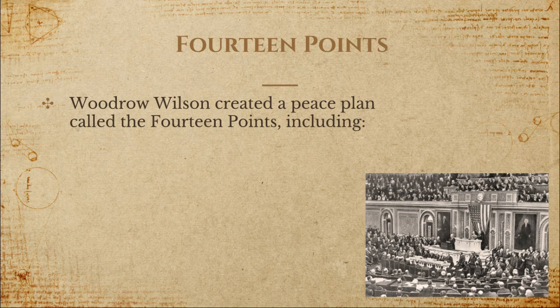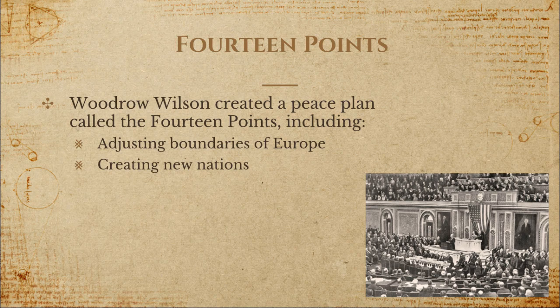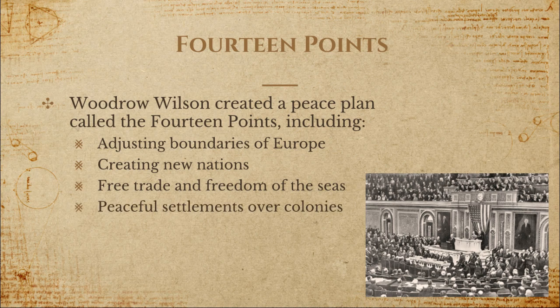Now, these 14 points included adjusting the boundaries of certain areas of Europe and creating new nations, going back to the issue we just discussed of ethnic groups still wishing to break off from the old empires and create their own countries. Now, the 14 points also included implementing free trade and freedom of the seas and peaceful settlements over colonies. And this would hopefully prevent any drama from competing imperialist countries from occurring.